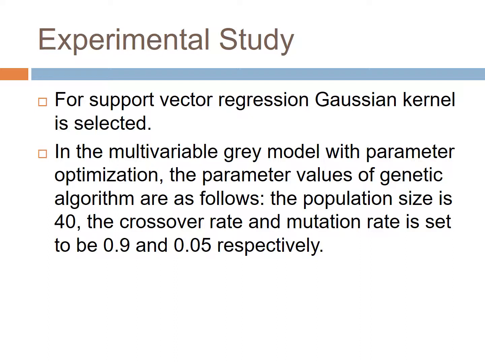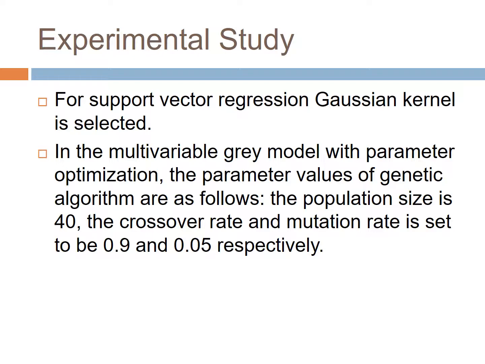So, for support vector regression, a Gaussian kernel is selected. Also, in the multivariable gray model with parameter optimization, the parameter values of the genetic algorithm are as follows. The population size was 40, and you can see the crossover rate and the mutation rate.